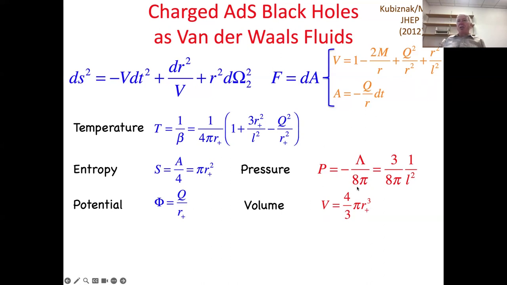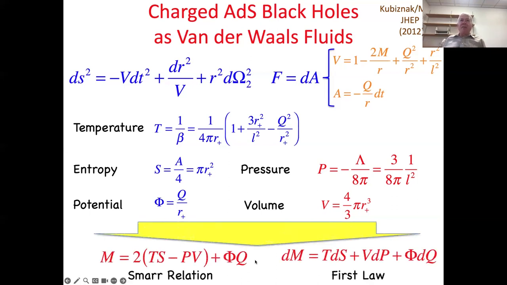The volume turns out to be the same as an uncharged black hole, by which I mean the thermodynamic volume. And from this, you can show that both the Smarr relation and first law are satisfied. Without pressure, you would get 2TS plus phi Q, which is what Larry Smarr showed in 1973. But in fact, once you have a lambda, the only way to get the Smarr relation to work is to take proper account of pressure volume.